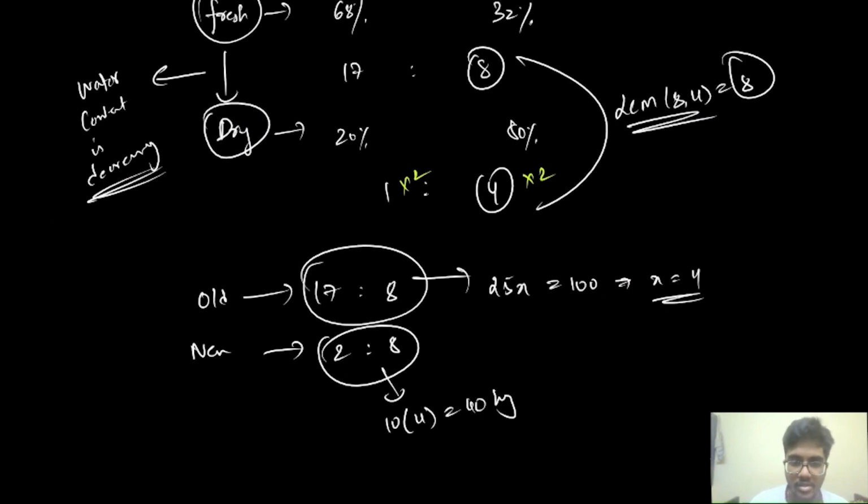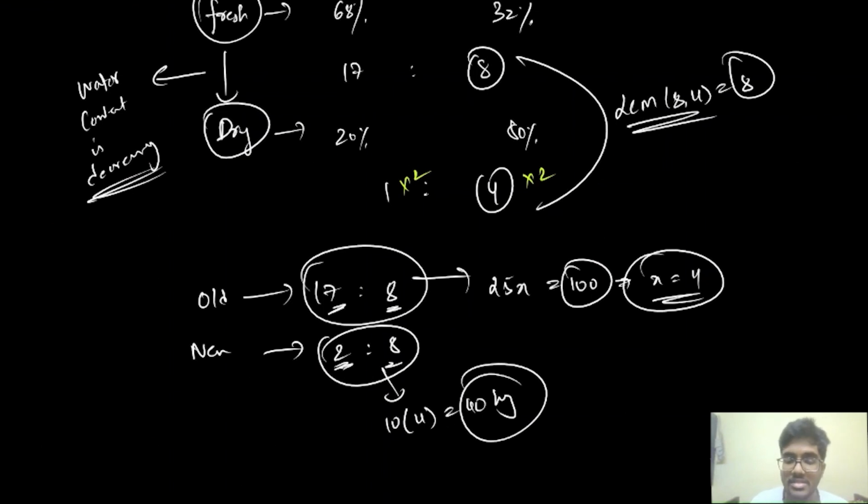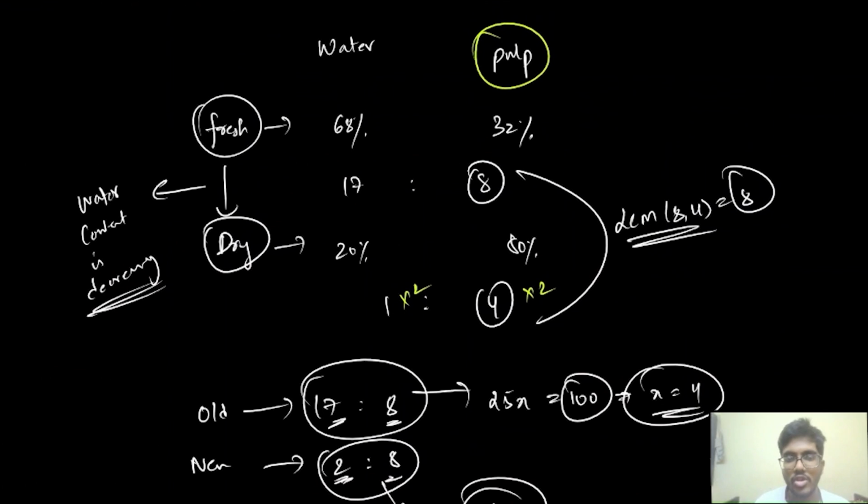I hope you people have understood. So basically they have given the whole quantity, the original quantity of fresh fruit to be 100 kgs. So we have added water content and the pulp content and equated that to 100. From that we have got each part value to be equal to 4. And now that we have the total content of the dry fruit to be 2x plus 8x, that is equal to 10x, so we multiplied that x value with 10 to get the answer to be 40 kg. Okay, so this is how we will be doing it.